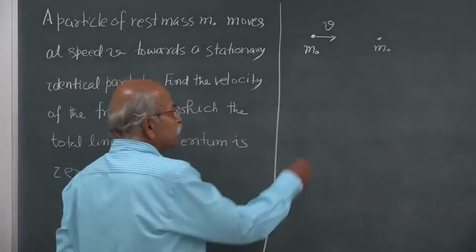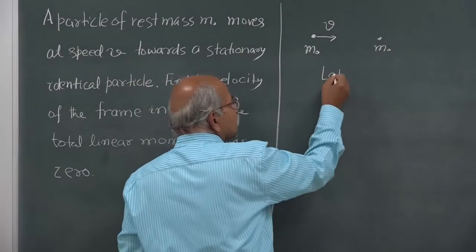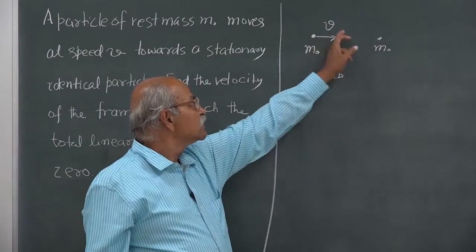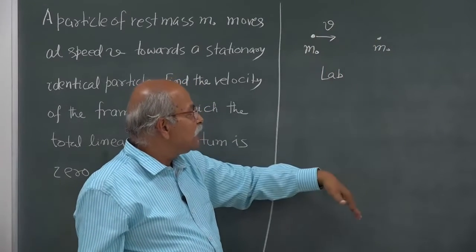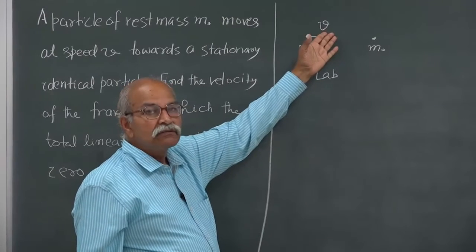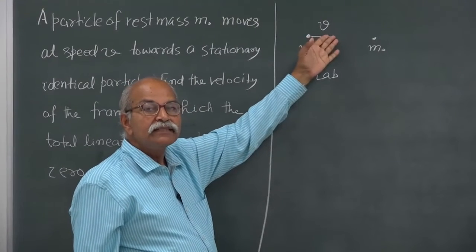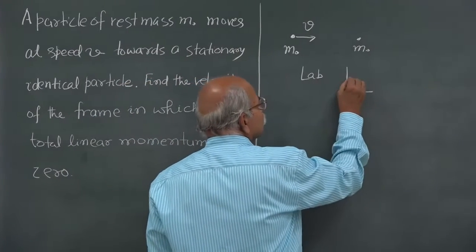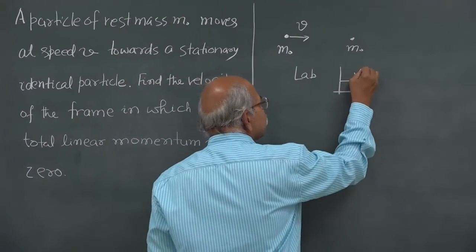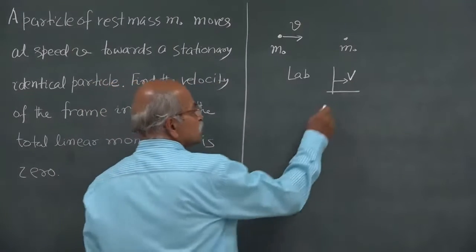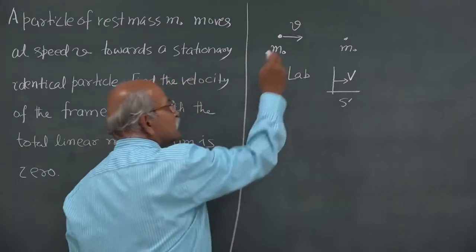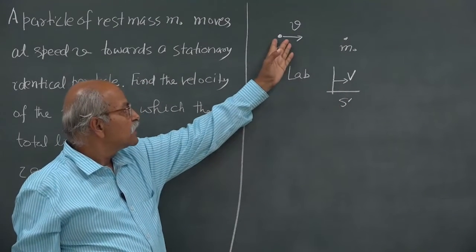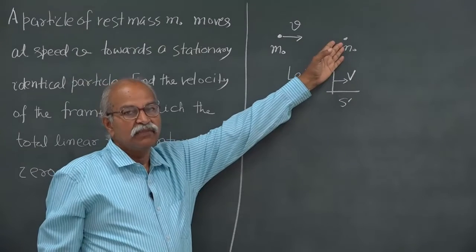So, this is our lab frame, and in this lab frame the linear momentum of this particle is 0, but this will have linear momentum. So, you have to find the frame in which the total linear momentum of the two particles is 0. So, if that frame is moving with some velocity, let us say capital V, this is the frame in which the total linear momentum is 0, then in this frame what is the velocity of this particle and what is the velocity of this particle?